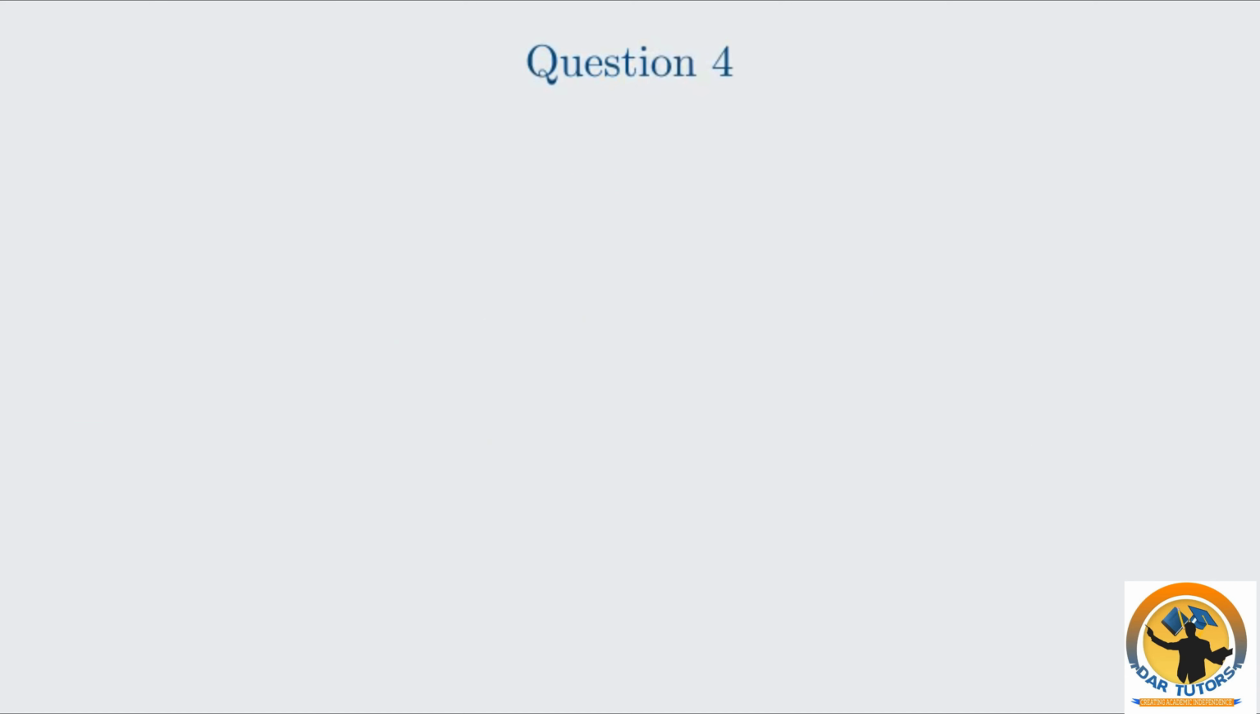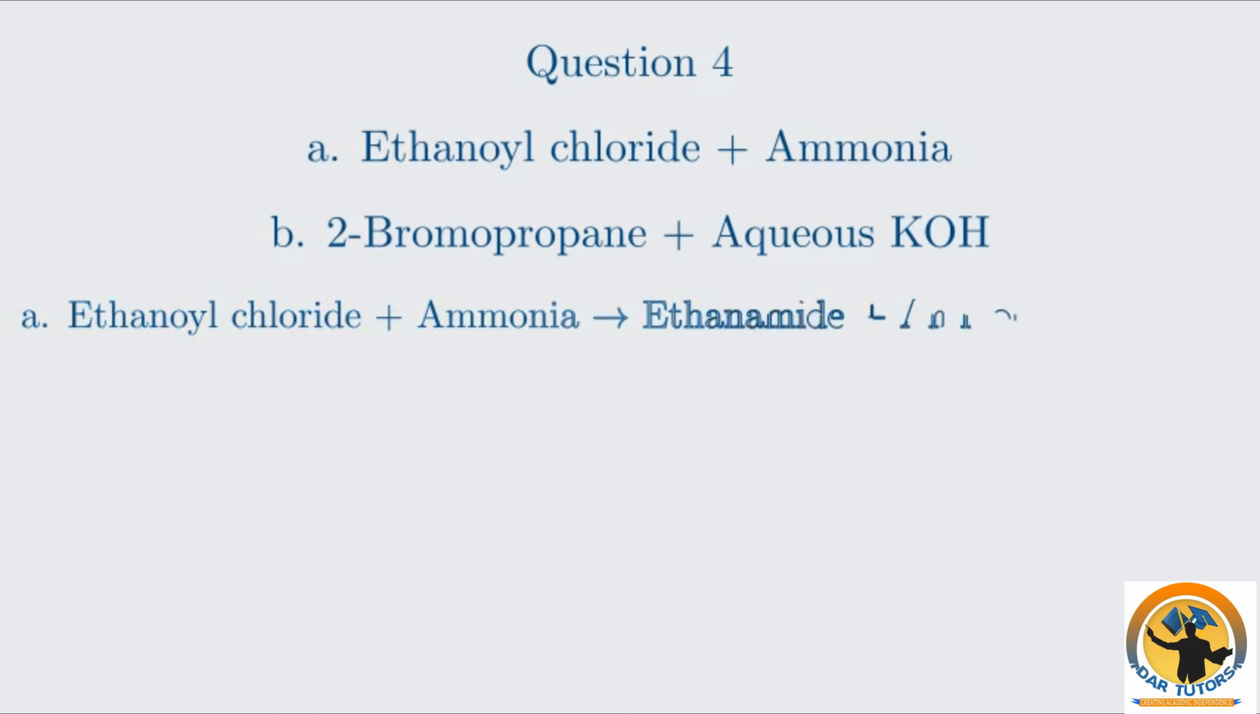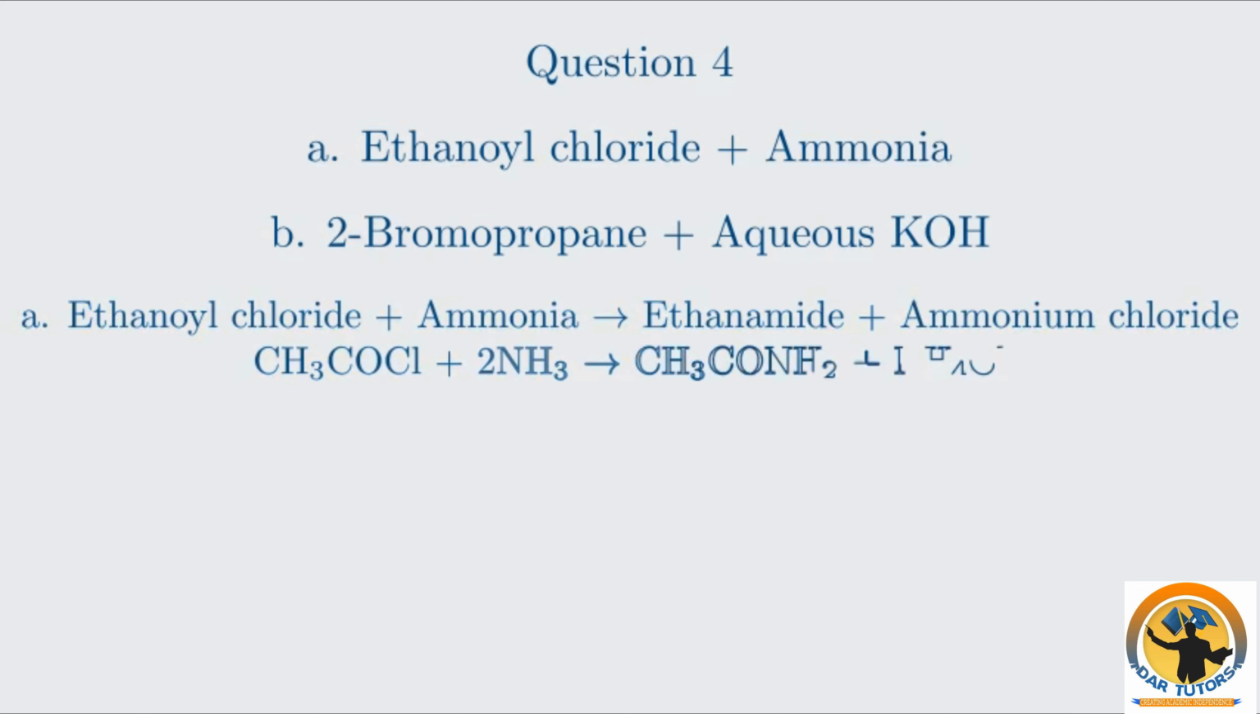Question 4 asks you to draw and name the major organic product of 2 reactions. Part A is the reaction of ethanoyl chloride with ammonia. Part B is the reaction of 2-bromopropane with aqueous potassium hydroxide. For Part A, ethanoyl chloride is an acyl chloride. Acyl chlorides undergo nucleophilic addition-elimination reactions. Ammonia acts as a nucleophile, attacking the electrophilic carbonyl carbon. The product is an amide, specifically ethanamide, along with a molecule of ammonium chloride.